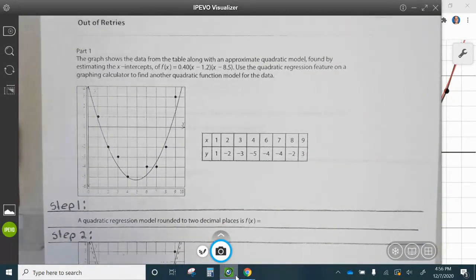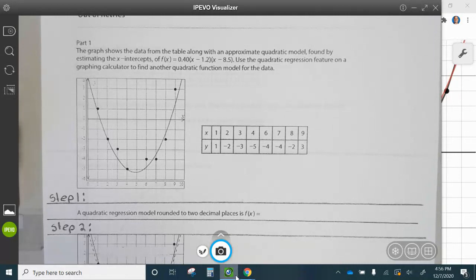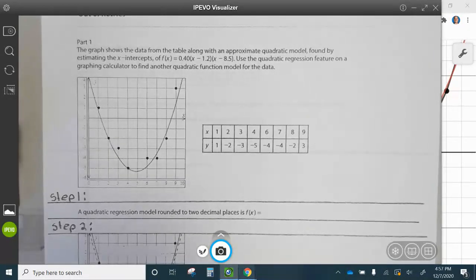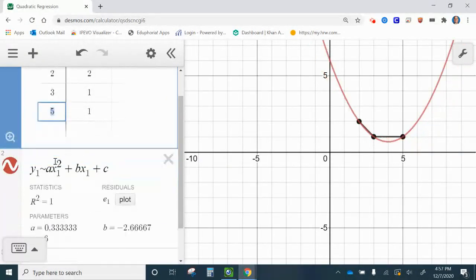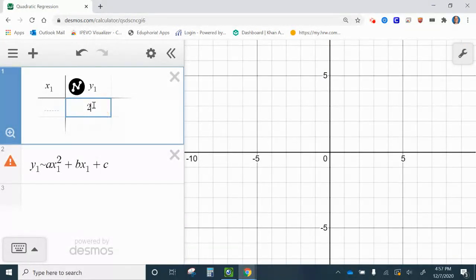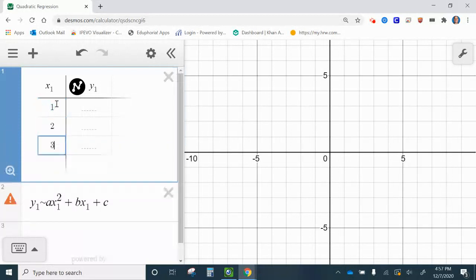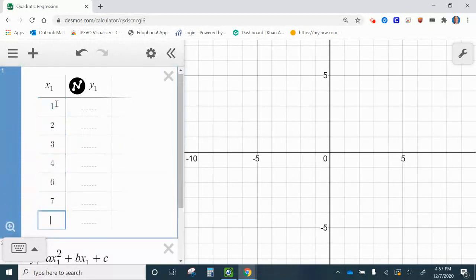Part 1. The graphs show the data from the table along with the approximate quadratic model found by estimating the x-intercepts, f of x equals 0.40, parentheses x minus 1.2 times x minus 8.5. Use the quadratic regression feature on the graphing calculator to find another quadratic function model for the data. Okay, so it says step 1, a quadratic regression model rounded to 2 decimal places is f of x equals. So we're going to use this data and the quadratic regression we have here. What you can do is just delete these values. Be careful not to delete x1 and y1. Now the x's are 1, 2, 3, 4, 6, 7, 8, 9.